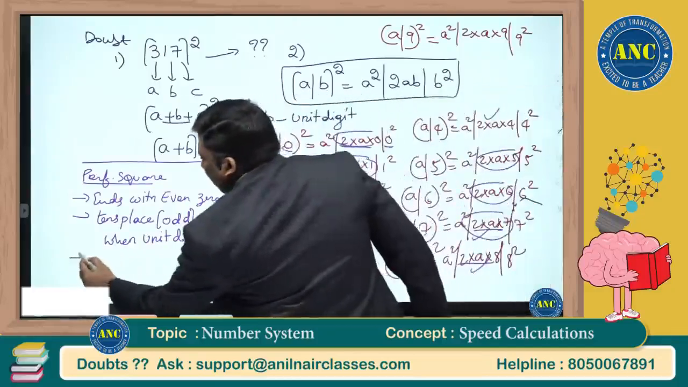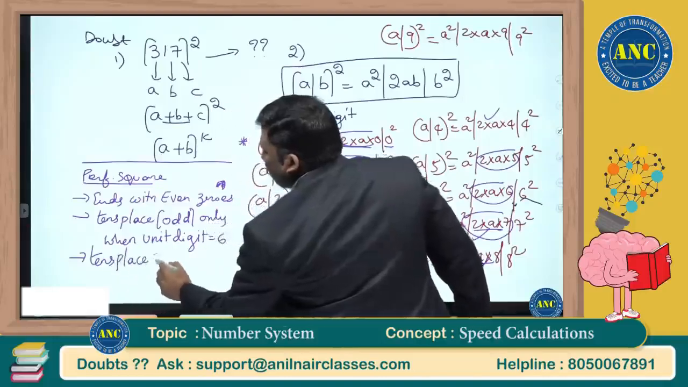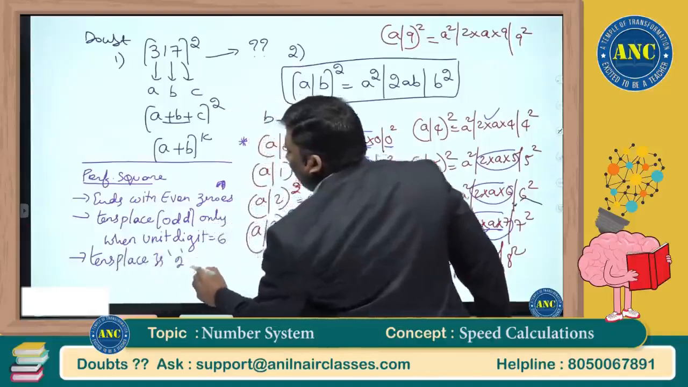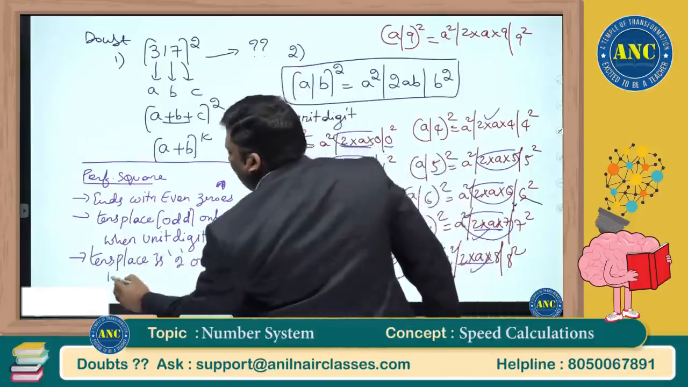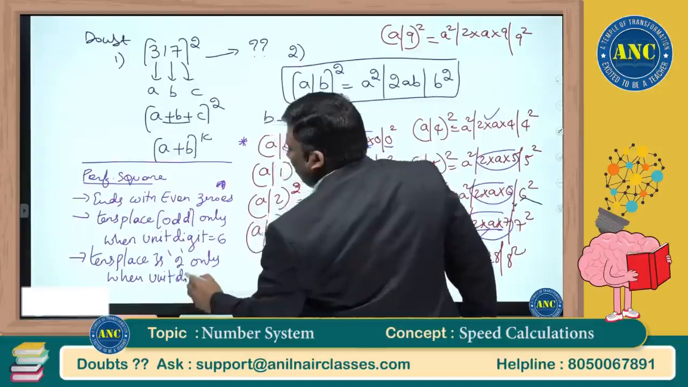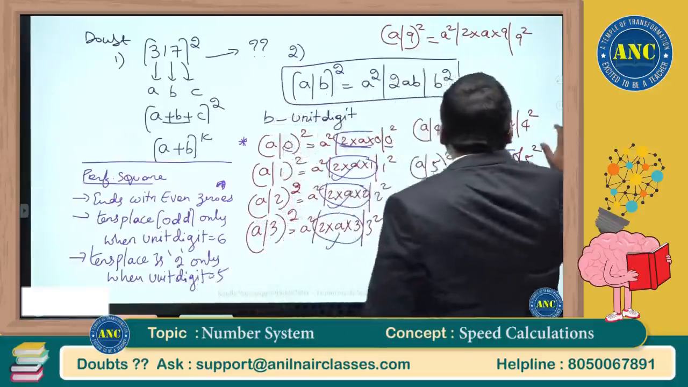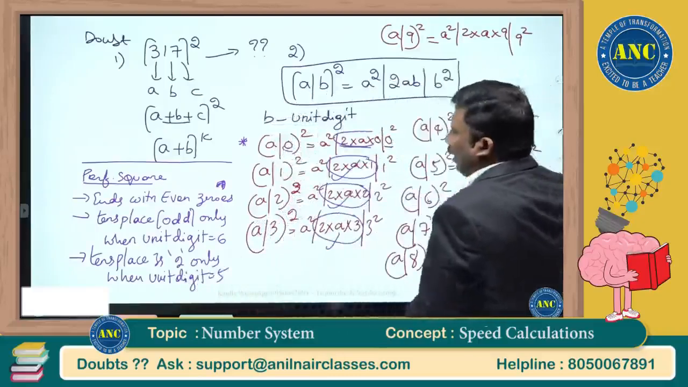Next one: a perfect square's tens place is 2 only when the unit digit is 5. Make a note of these 3 important key points.